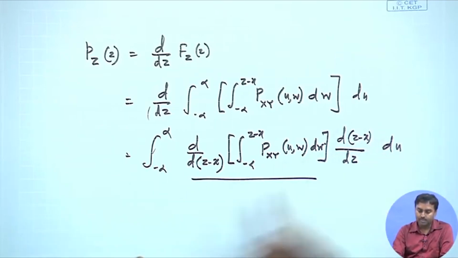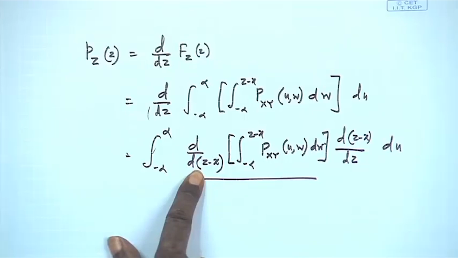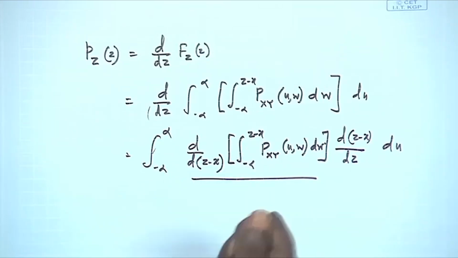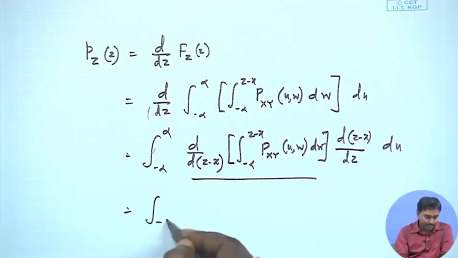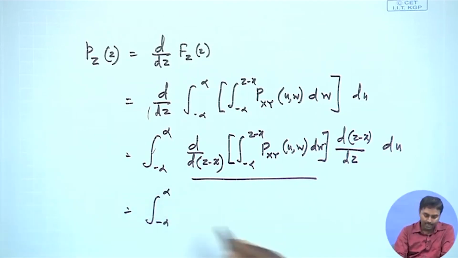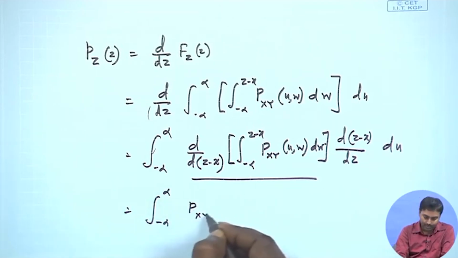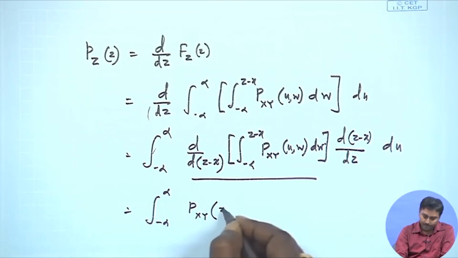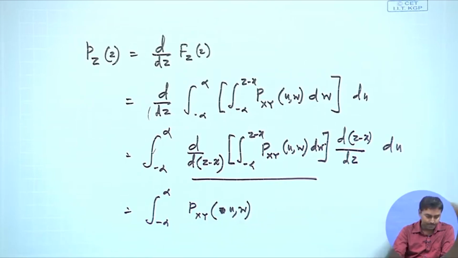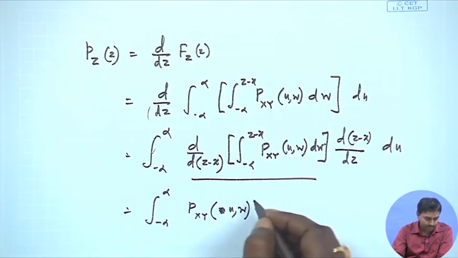This is just one. Okay. What is this? You have this conjugate of integration and differentiation. Okay. So, this differentiation and this integration, they will cancel each other, okay, because that is just complementary. So, they will cancel each other, and what do we finally get? Minus infinity to plus infinity, I will have this p_XY(u, w), right.